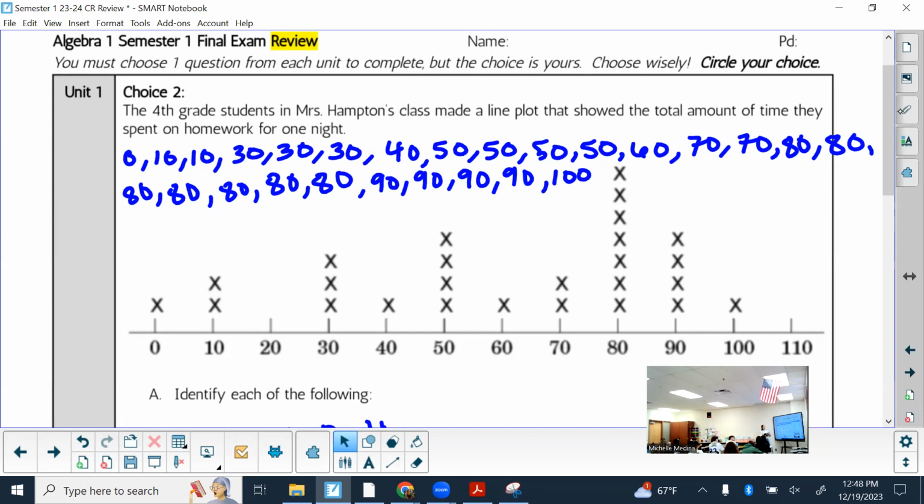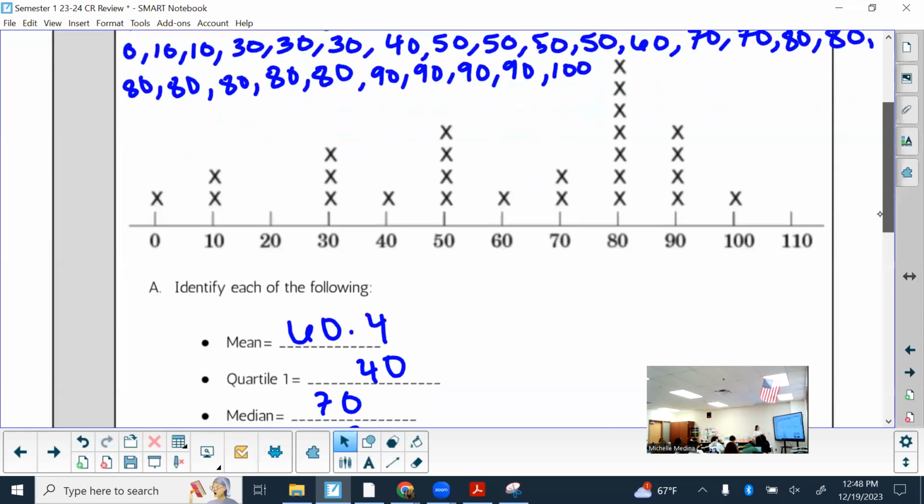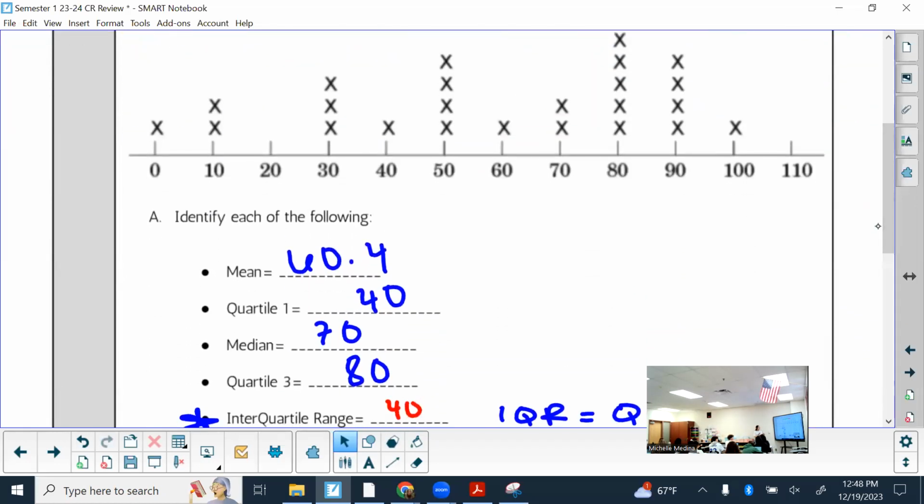And then it says identify each of the following, like your mean, quartile 1, median, quartile 3, and interquartile range. All of which you could calculate by hand. Or if you remember how we did it in Desmos, you could also do that, but it's up to you. What way would you guys do it on the test? By hand or with Desmos?